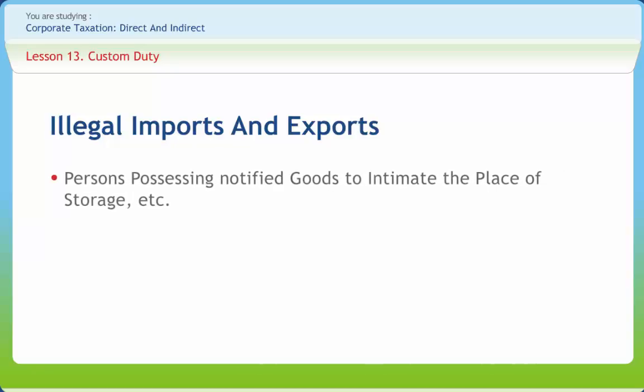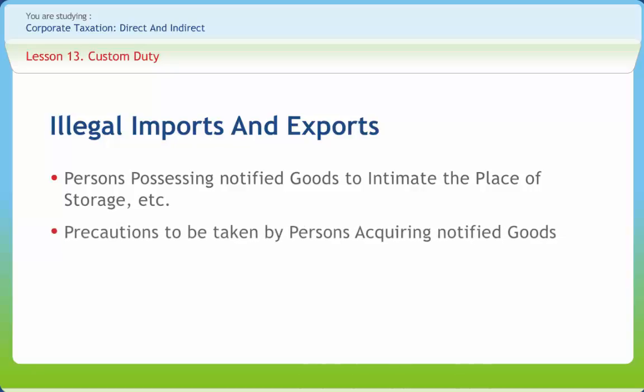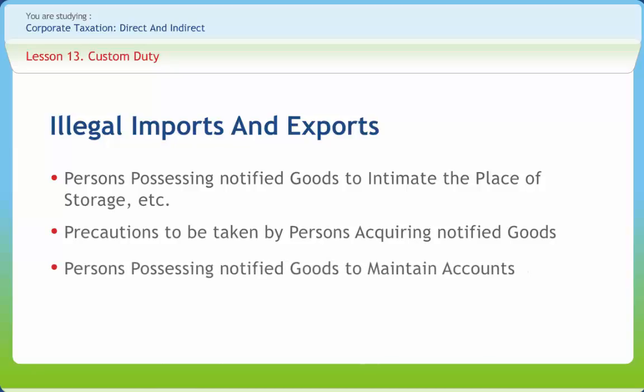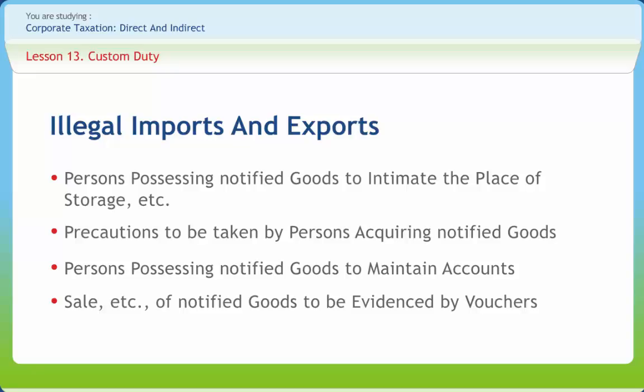Persons possessing notified goods to intimate the place of storage, etc. Precautions to be taken by persons acquiring notified goods. Persons possessing notified goods to maintain accounts. Sale, etc. of notified goods to be evidenced by vouchers. First is persons possessing notified goods to intimate the place of storage, etc.